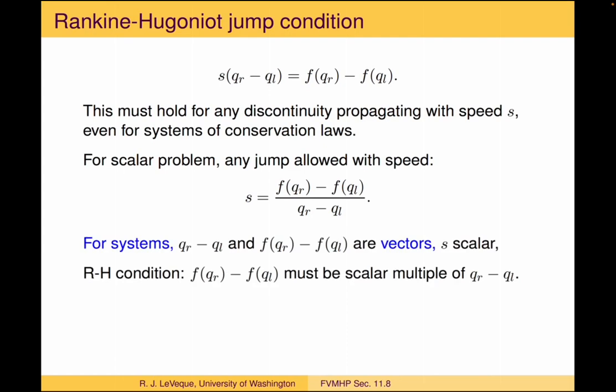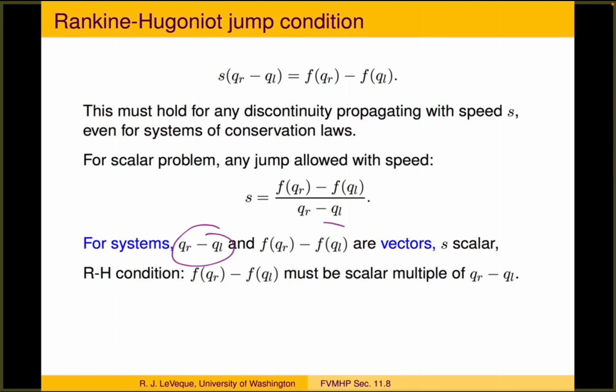However, when we look at systems of equations, it gets a little more complicated, because in the system case, QR minus QL and also f of QR minus f of QL are both vectors, whereas s, the shock speed, is a scalar. So this equation at the top here says that some scalar multiple of this vector with m components has to equal this other vector with m components. So that gets more complicated.